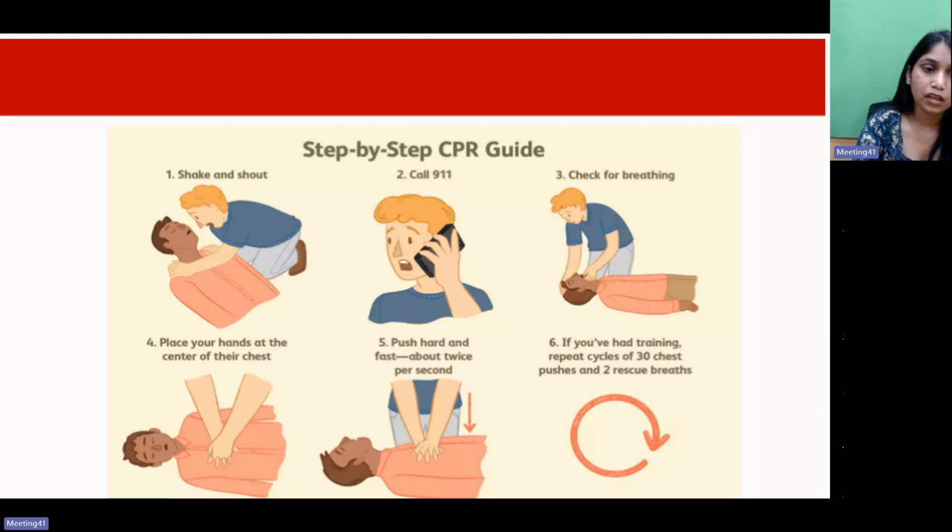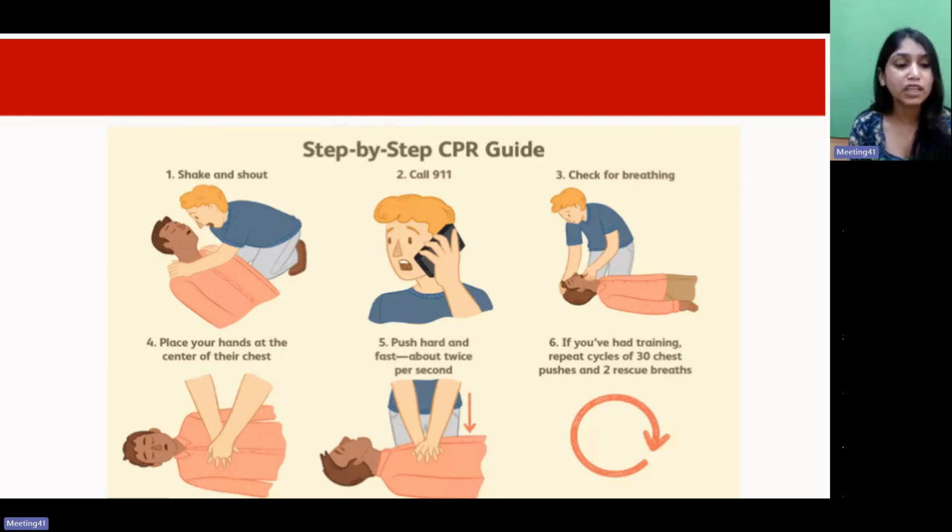So in CPR, what is the condition when we give CPR? When someone stops breathing and is unconscious, we do CPR. First of all, we shake them and shout. The second step is we call 911 so that they will come. While waiting for the ambulance, we check whether the patient is breathing or not.